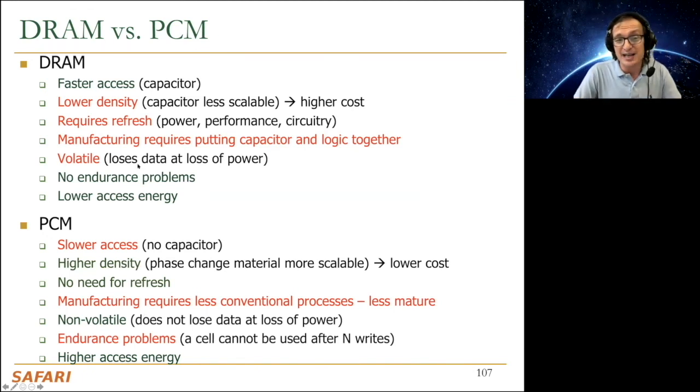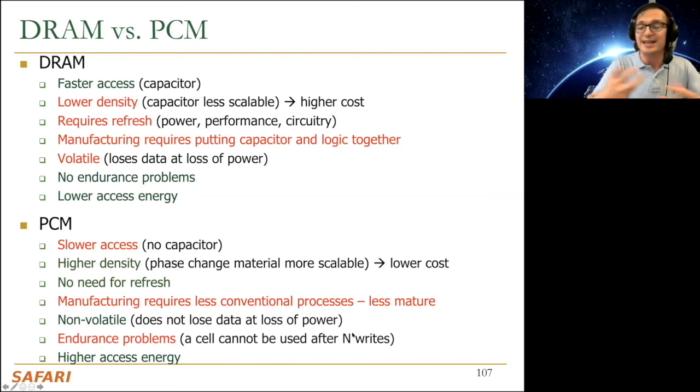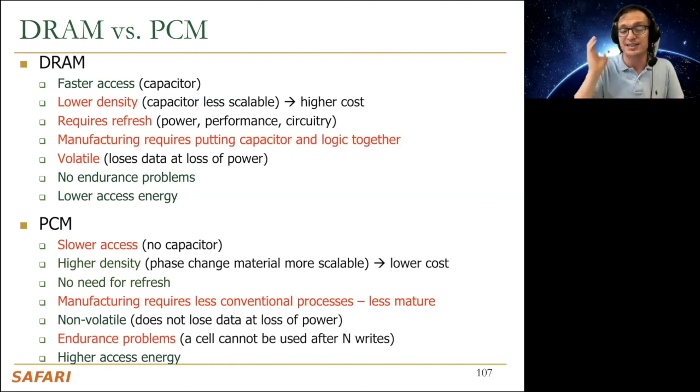So downside of phase change memory is it has endurance problems. DRAM doesn't have endurance problems. A cell cannot be used after n writes, basically. And that's a downside, basically. It's an endurance problem. You degrade the quality of the cell as you write to it. And that's why this cannot be an easy to use memory technology, at least that can replace DRAM completely today.